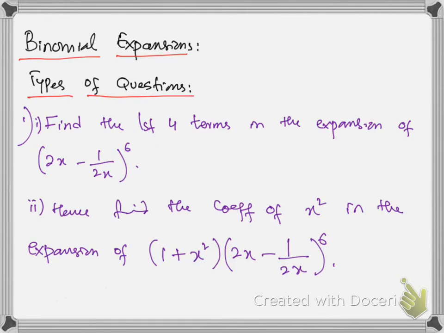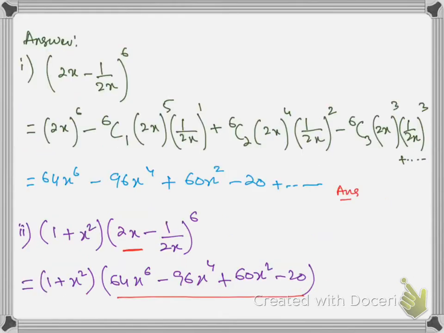Types of questions. There are some important types of questions in binomial expansion. Type number 1: find the first 4 terms in the expansion of, hence find the coefficient of x square in the expansion of. So first solve part 1. When you expand this, make sure you write alternate signs. This is the answer of part 1. So now for part 2 you have to use the answer of part 1 here.